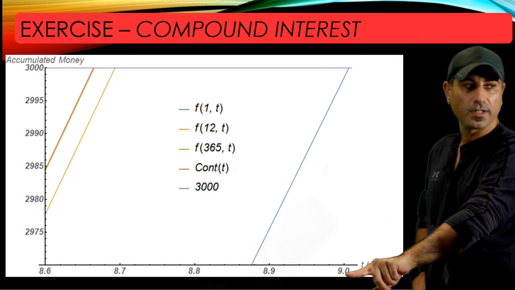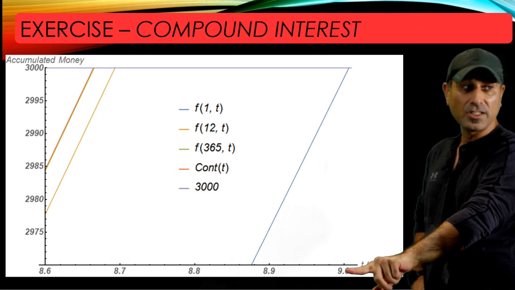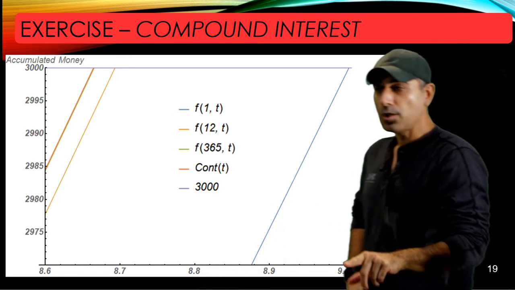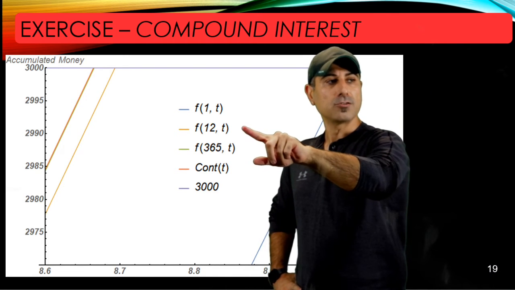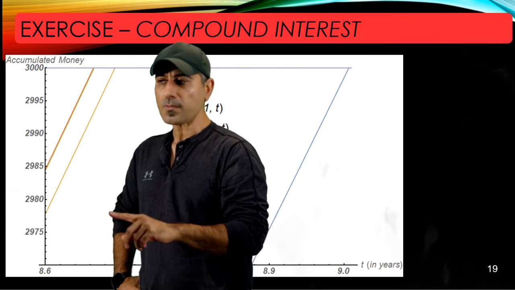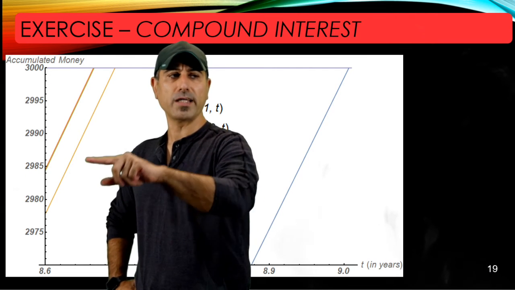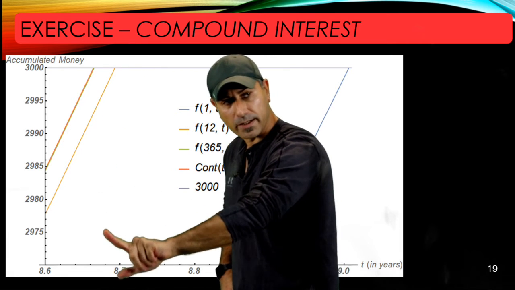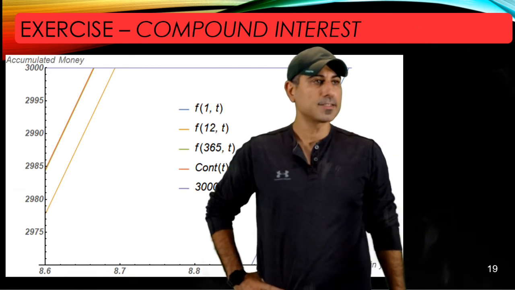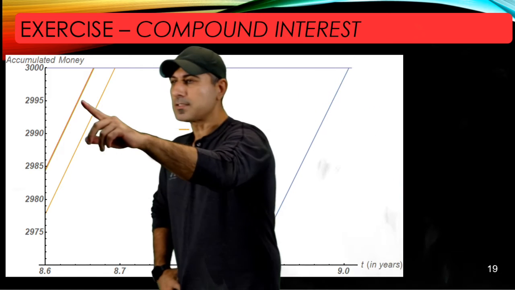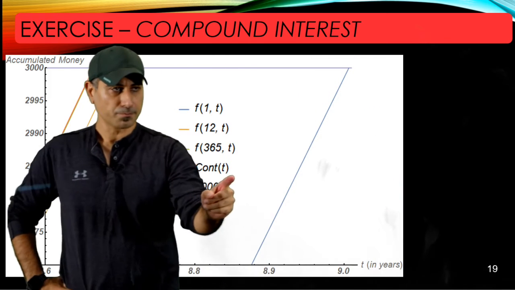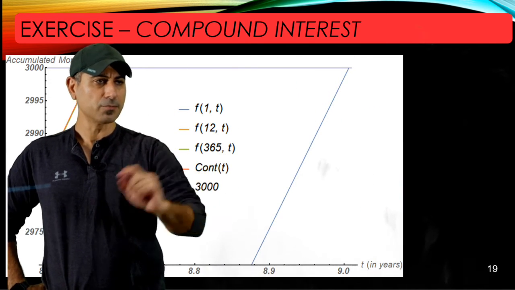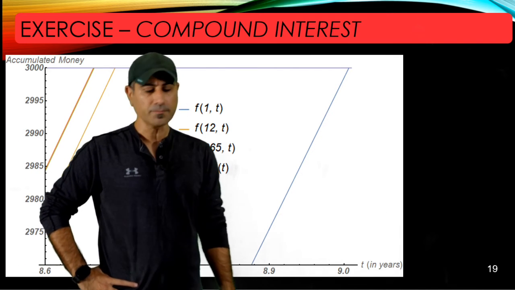So if you compound annually, that's the worst case to reach $3,000. That's almost 9 years you have to wait. And then the orange one is the one that you compound monthly. This is the third fastest way to reach $3,000. As you see, it's close to 8.7. And then the other two cases are pretty similar. One is compounding daily, and the other is continuous compounding.